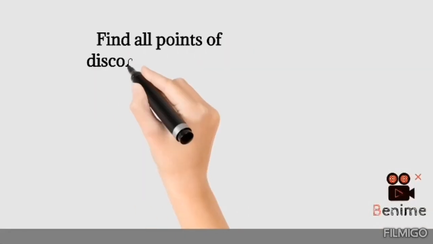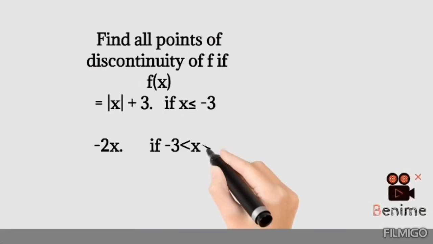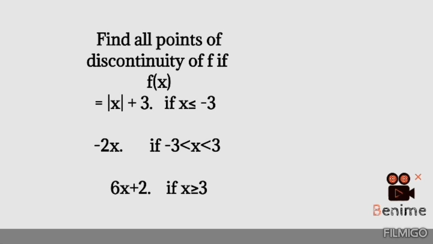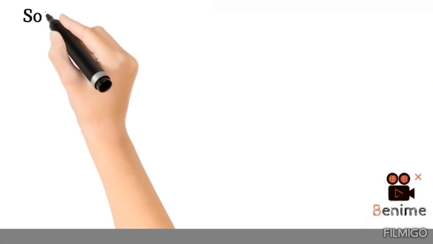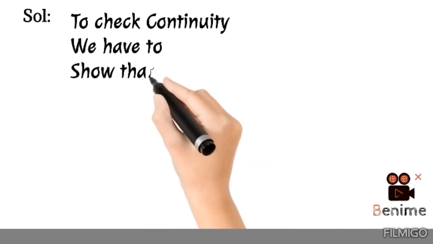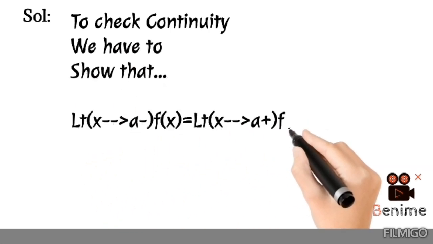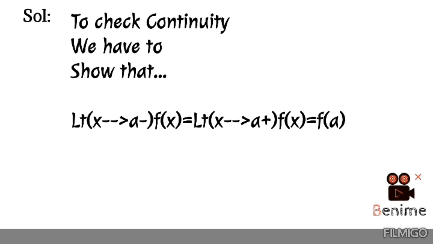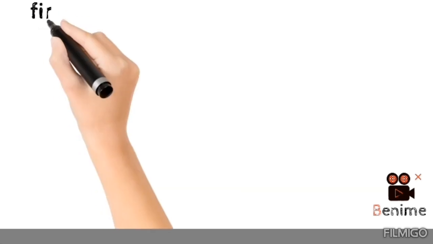Find all points of discontinuity of f for the given function. Solution: to check continuity, we have to show that the limit as x tends to a minus of f(x) is equal to the limit as x tends to a plus, which equals f(a). So firstly, check at x equals minus 3.